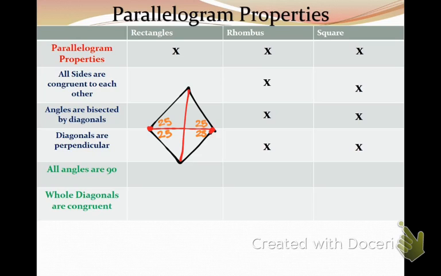And the last, the diagonals are perpendicular. When two things intersect and they're perpendicular, what do they form together? A 90-degree angle. So it's not going to be drawn there. It's not going to have that right angle. That means all of these are right angles. It's not going to be drawn there. You're going to have to know it by yourself.